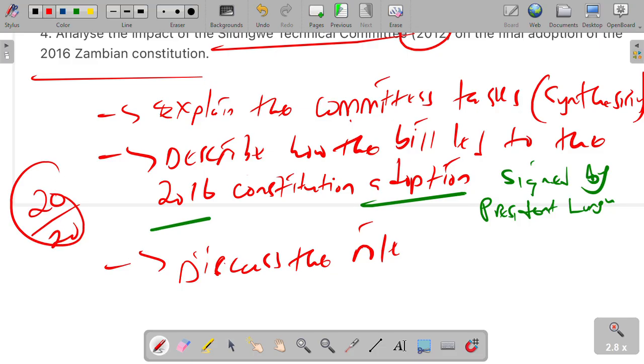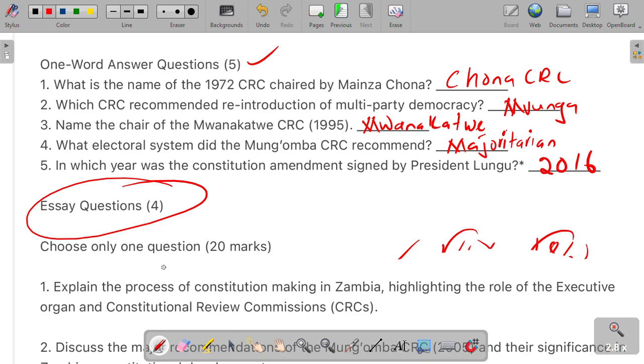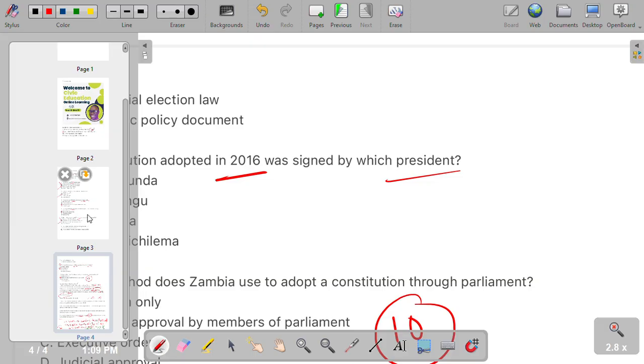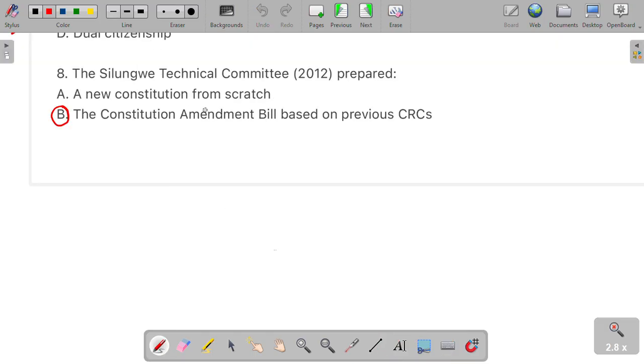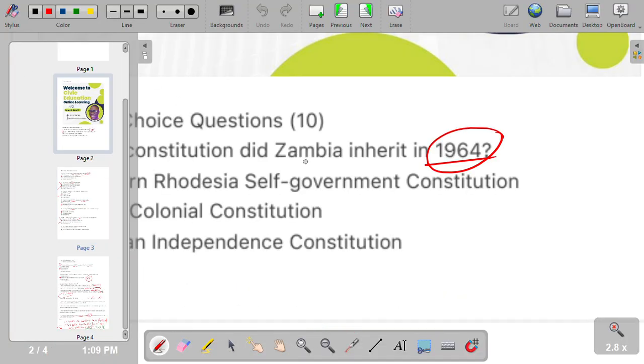All right. At the end of our revision session, we have looked at all these questions, as you can see here.